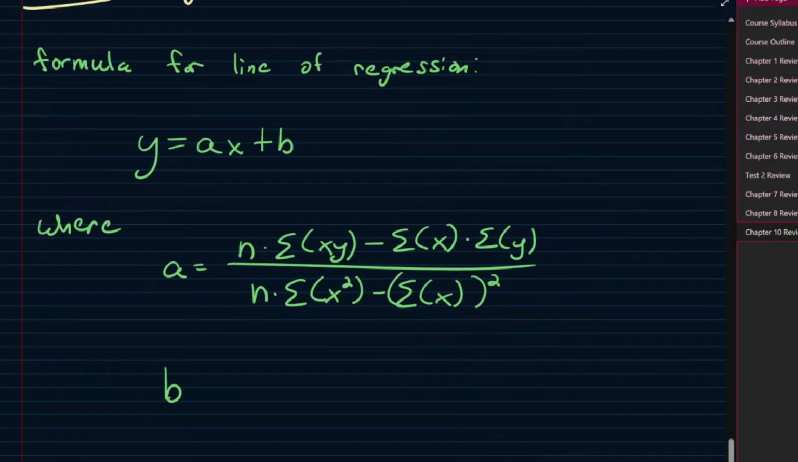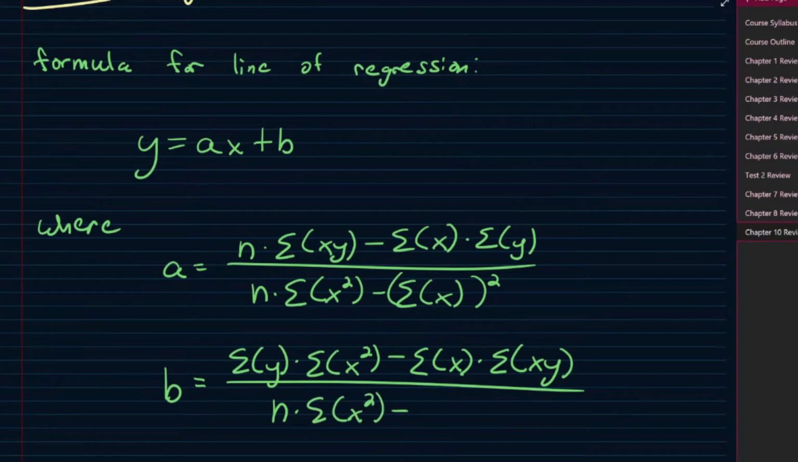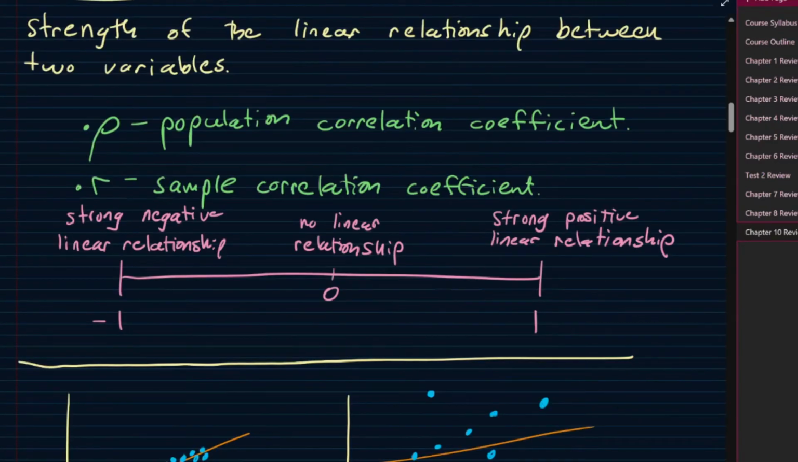And b is the sum of the y's times the sum of the x squareds minus the sum of the x's times the sum of the xy's, all over n times the sum of the x squareds minus the sum of the x's squared. Let me just pause for a second, make sure I got it right. Yep, looks right.